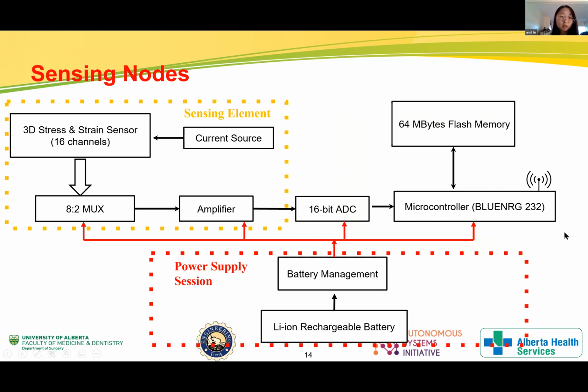Here is the block diagram of the sensing cells. It mainly consists of five sections: the sensing element, the power supply section, the A to D converter, the flash memory to store all the data, and the microcontroller with built-in Bluetooth Low Energy.